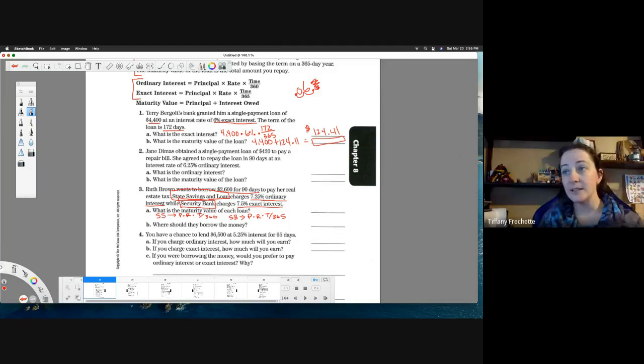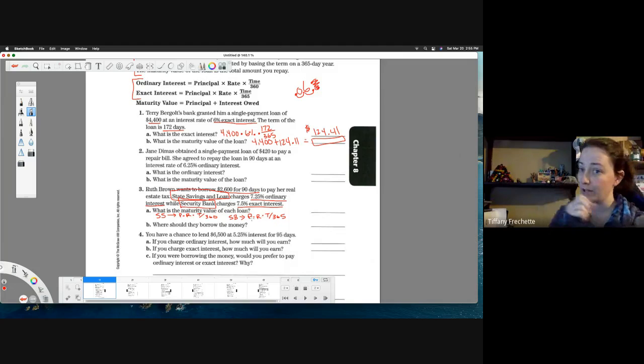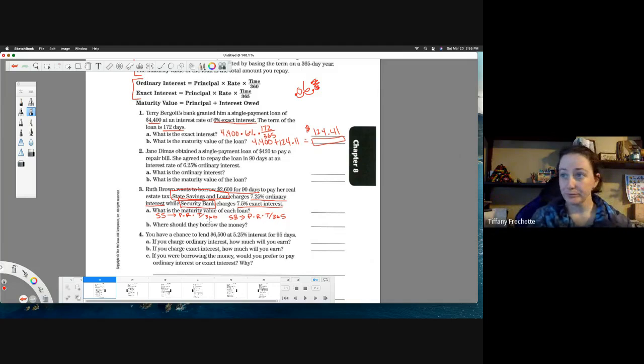The rate is going to be different: 7.25 for the first one, and 7.5 for the second one. Make sure you're plugging the rate in correctly. Time is not going to change either. The T for either one of these is 90 days. She's just trying to decide which one's the better loan. So you're going to plug it in.